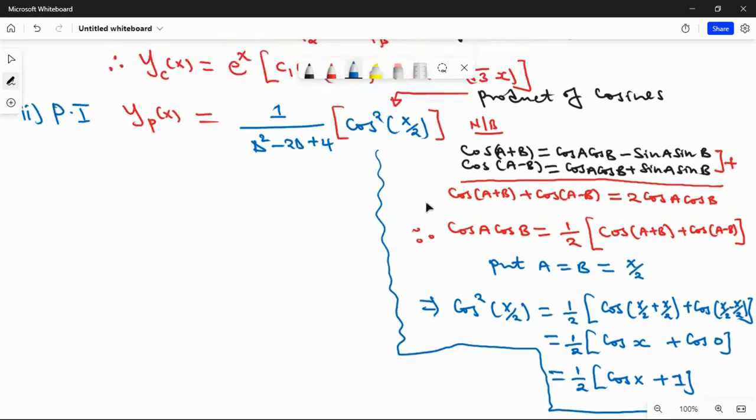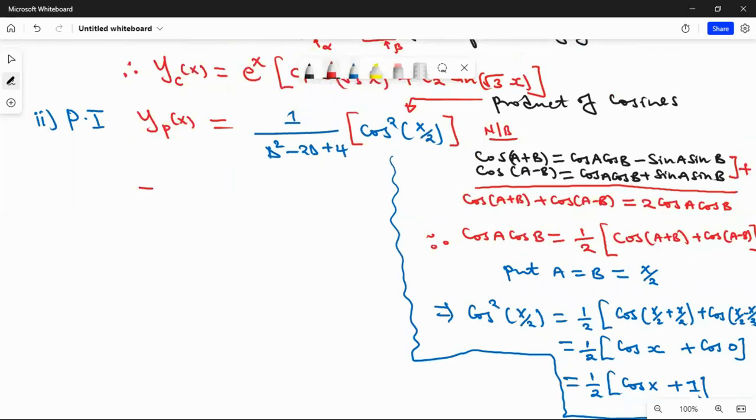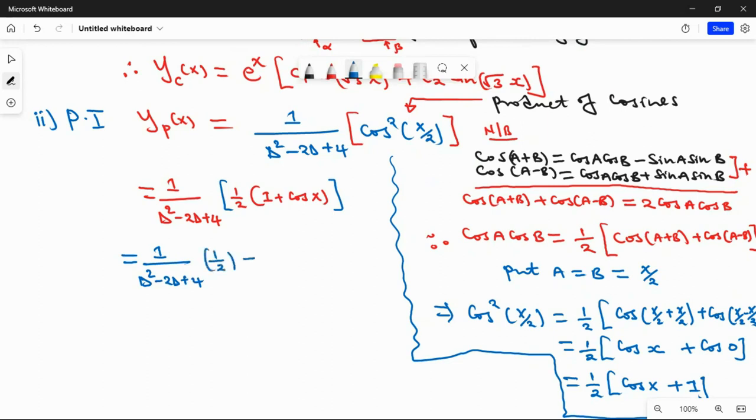So let's go back to our particular integral. Instead of what we have there, this can be written as 1 over d squared minus 2d plus 4, then here we have 1 over 2 into 1 plus cos x. This is the same as 1 over d squared minus 2d plus 4 operating on 1 over 2, then plus 1 over d squared minus 2d plus 4 operating on 1 over 2 cos x.